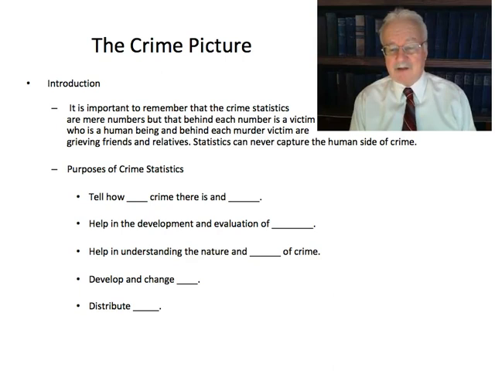Another reason why we collect crime statistics is to help in understanding the nature and the causes of crime. The ultimate goal of social science is not just to understand a social phenomenon like crime, but to determine what causes it. Because once you understand the causes of crime, then you might be able to institute programs that will eliminate those causes and thus eliminate the crime. So causality is an important factor and something which we strive for when we try to fight crime.